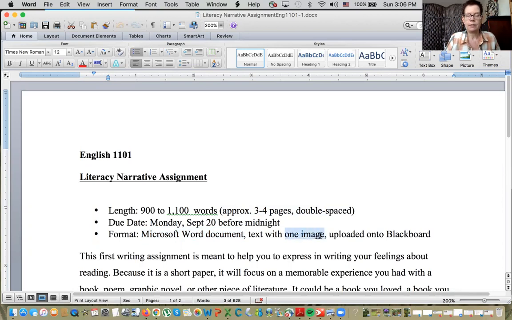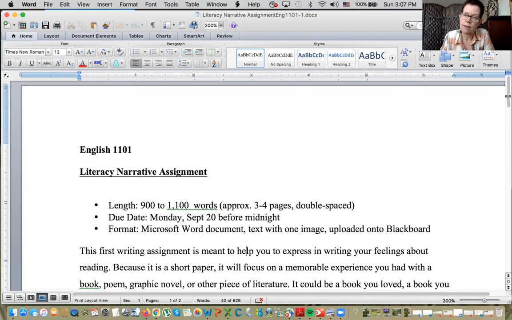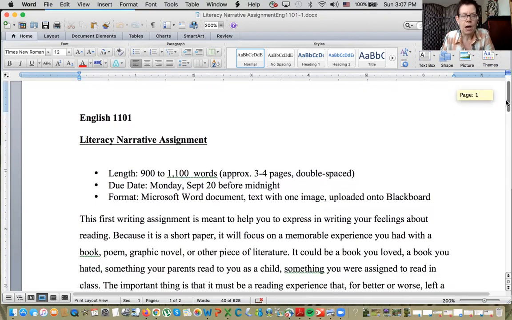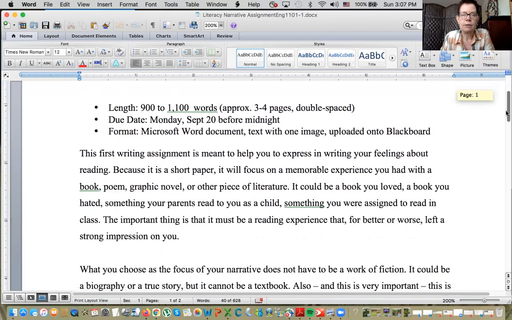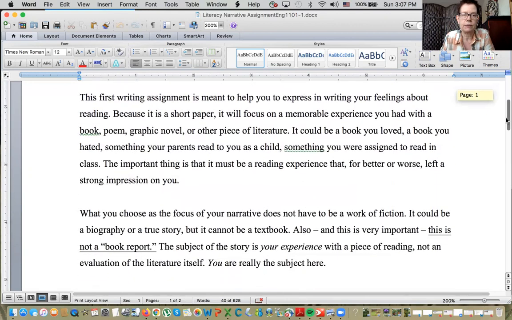So that could be copied and pasted. That could be a photograph that you take yourself. That could be something that you download from the internet that connects to your literacy narrative topic. It could be an image of the cover of the book that you're discussing. You know, it's up to you. This is the most creative of all of the assignments, the literacy narrative. And I think most people have a good time actually with this one. So Monday, September 20th before midnight, that is the due date.